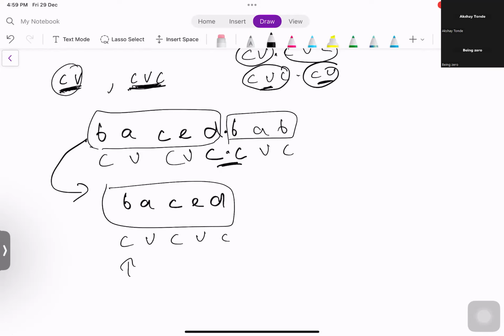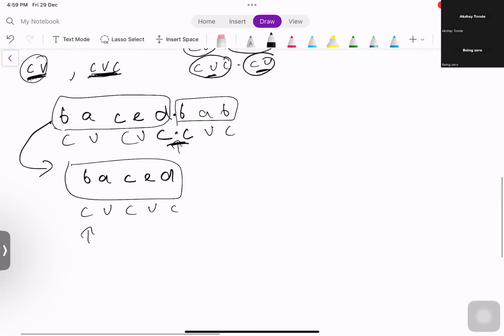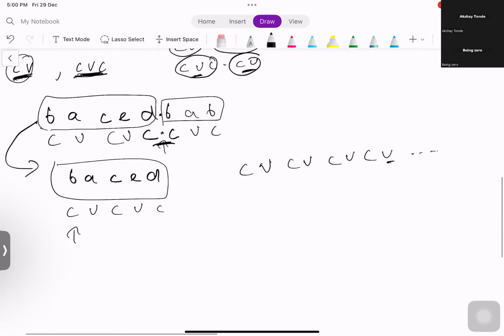Now, whatever strings we obtain after dividing based on this, it will be of two formats. Okay. Either we'll have CV, CV, CV, CV, dot, dot, dot, and so on, and it will end with a V, or we'll have CV, CV, CV, CV, and something that ends with a C. Okay. So the strings could be in these two formats, right? Let's take the first format.